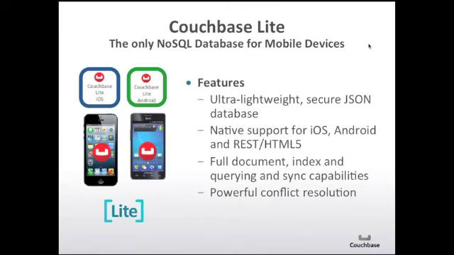Couchbase Lite is the only NoSQL database for mobile devices that uses JSON. We've made it to be ultra lightweight, to be secure with a light footprint, and it currently has native support for iOS and Android using Objective-C APIs and Java APIs respectively. And we also have REST APIs for HTML5 developers who are looking for a hybrid approach to mobile applications. Our APIs include full document management, including reading and writing, as well as indexing and querying, and we also have attachment support for all your blob data such as pictures, videos, PDFs, whatever you can name.